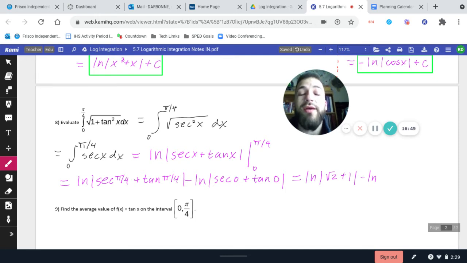minus natural log secant of 0. Once again, 1 over cosine of 0. Cosine of 0 is 1. 1 over 1 is just 1. And then tan of 0 is sine over cosine. So sine of 0 is 0. Cosine of 0 is 1. 0 over 1 is just 0.